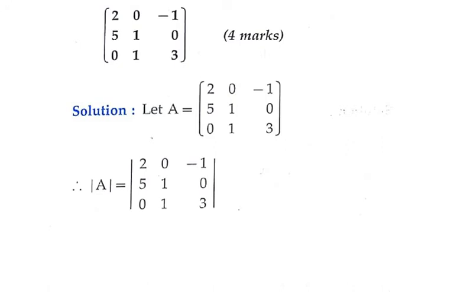Now start with that expansion of 3 by 3 determinant. In the expansion of a 3 by 3 determinant, we will work with the first row. In the first row, we take the first element 2 and remove its row and column, and then use the remaining values for cross multiplication. So 1 into 3 is 3, and 1 into 0 is 0. So we will get 3 minus 0. Now the first part is done.